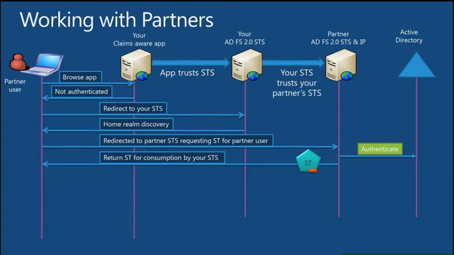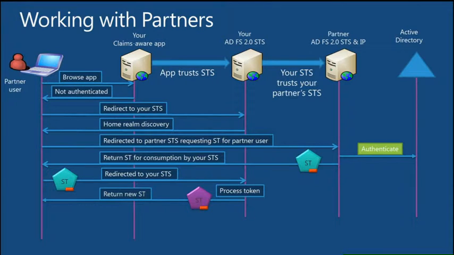The relationship is between your STS and the partner STS, so the only one that can consume that token and validate it is your STS. So we send it back to your STS, redirected back there. At that point, it processes the token and returns another token, and finally we get presented back to the application. And you think, wow, what a tortuous path. And then you think, actually, it's got to work with dumb browsers.